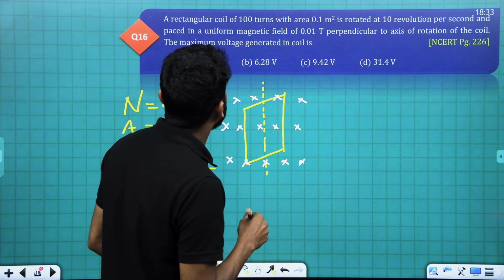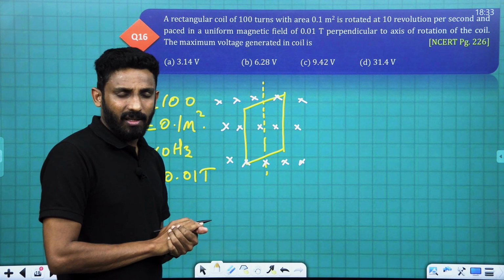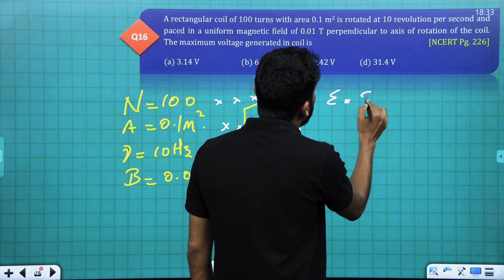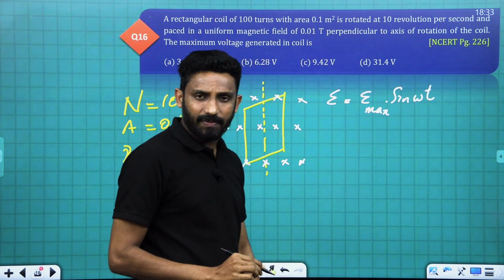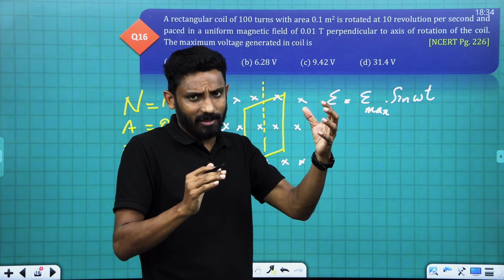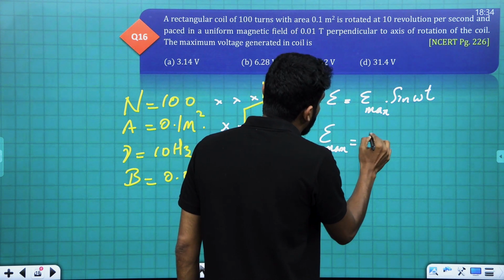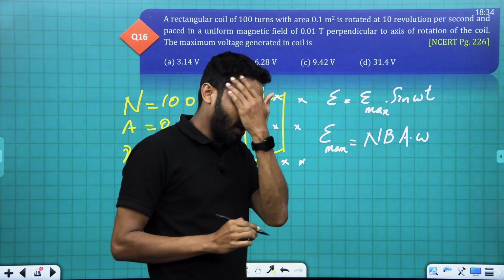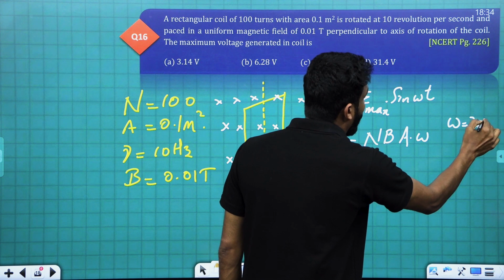The maximum voltage generated in the coil is an alternating voltage. An alternating voltage E is equal to E max sin omega t. This is the alternating voltage. And the maximum value E max is NBA omega. We have derived the result. You studied it. The maximum EMF generated in the coil is number of turns, field intensity, area, then omega. What about omega? Omega is equal to 2 pi into frequency.